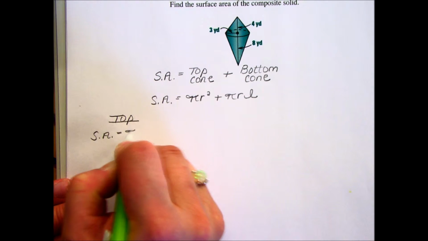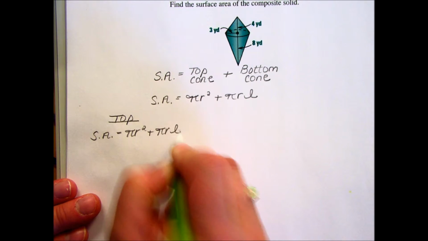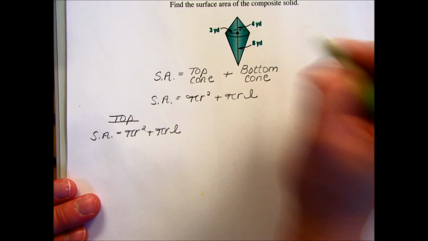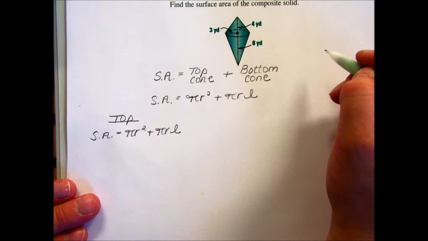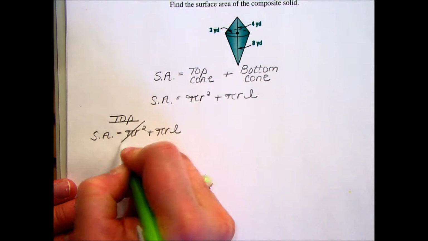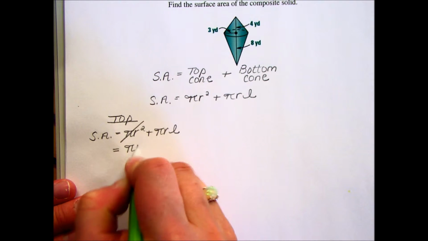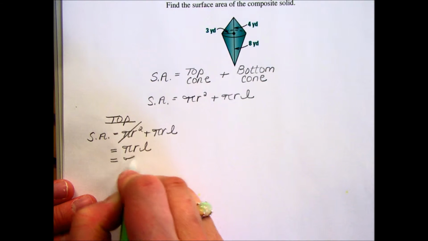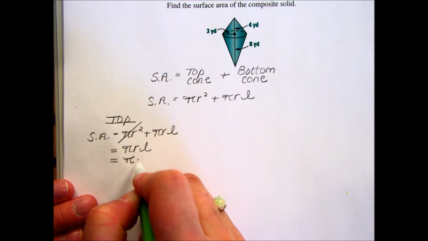Surface area is equal to pi r squared plus pi r L, and it's important to remember in this problem that you can think of surface area as if you were to spray paint the composite solid, where would the spray paint touch? So if you look at the composite solid, you do not need to include the base of the top cone because spray paint would not touch the base. So we only need pi r L. In place of r, we're going to put a 3.